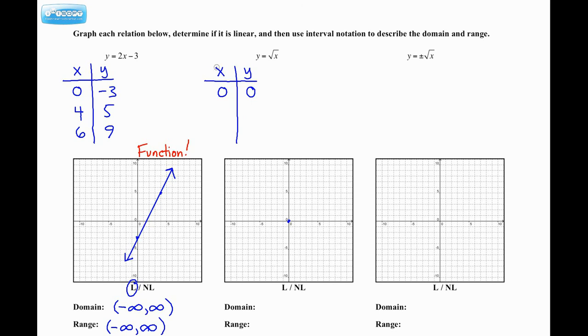Can I allow x to be negative? Well, can you take the square root of a negative number? Take your calculator just for fun. Try it out. You'll get an error message every time. You can't take the square root of negative numbers. I'll never ask you to.